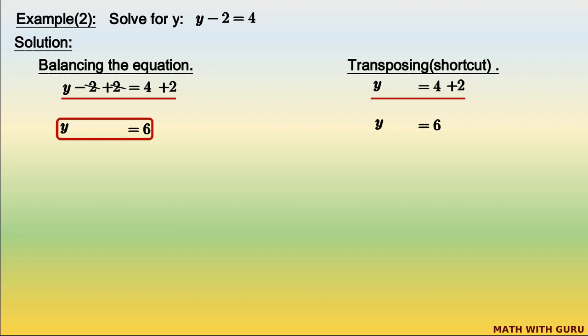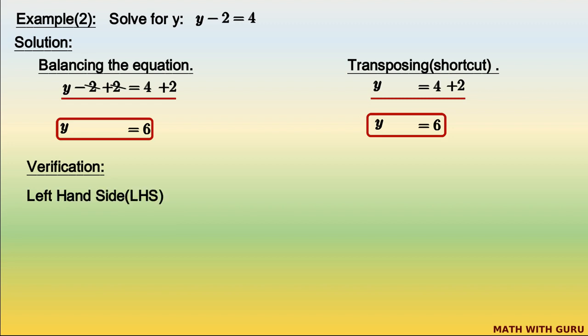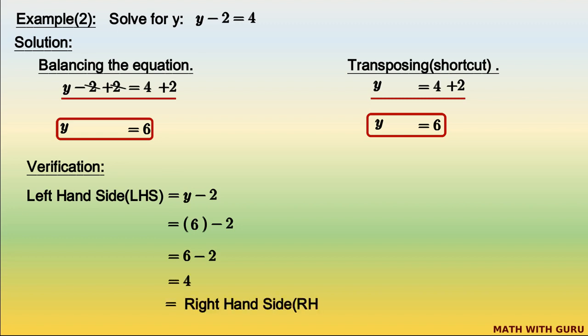Y equals 6. Let us verify our answer. Left hand side is y minus 2. Substitute the value of y here. Y is 6. 6 minus 2 equals 4. This is equal to the right hand side.